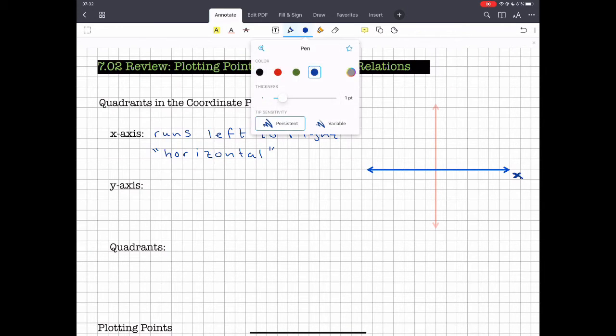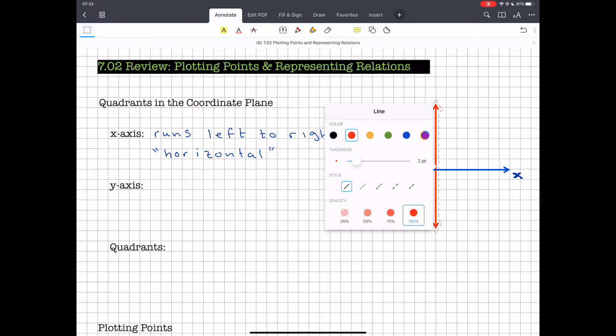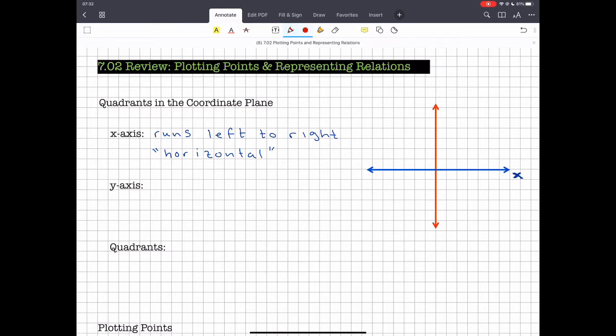The next axis that we're going to look at is the y-axis in red, and this rises up and down, and it's a vertical line.